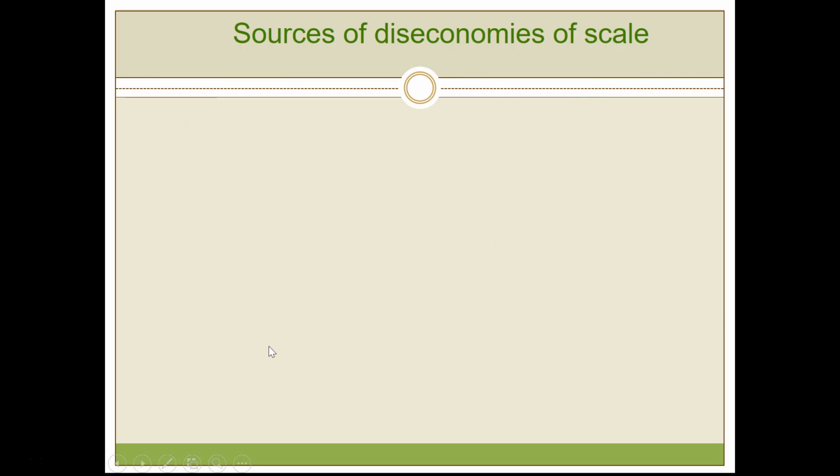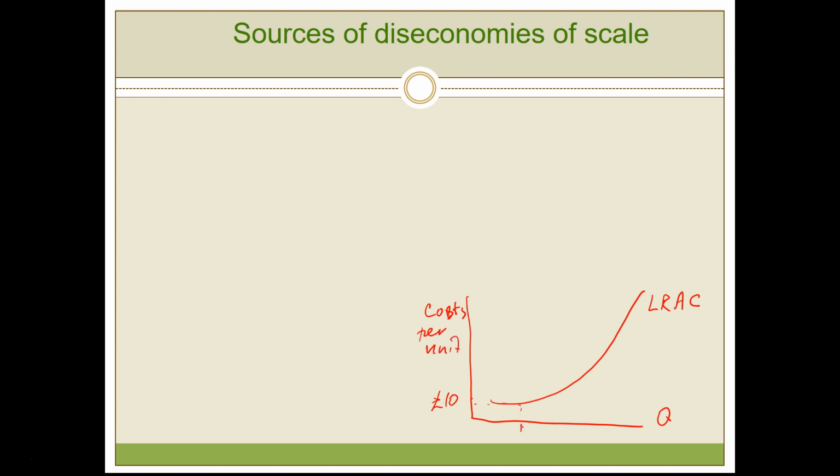Sometimes when a company operates on a very large scale, it can actually lead to increasing costs of production. In other words, your long-run average cost curve can actually look like that. The more you produce, the more expensive it becomes per unit. If you operate on a small scale, you might be enjoying relatively low costs per unit, let's say £10 for 10 items. Well, if you produce 1 million items, you might have to spend more, let's say £100. Why is that?